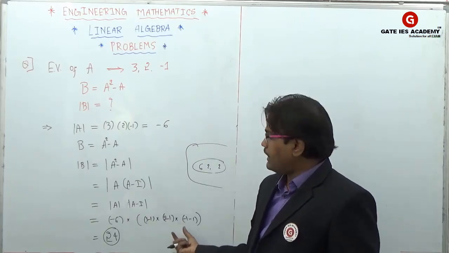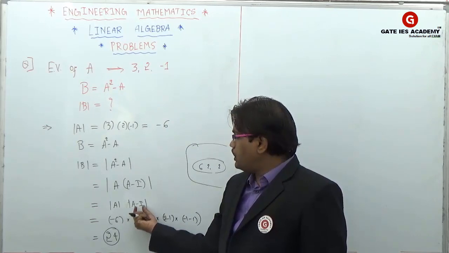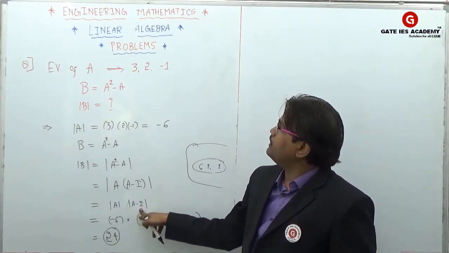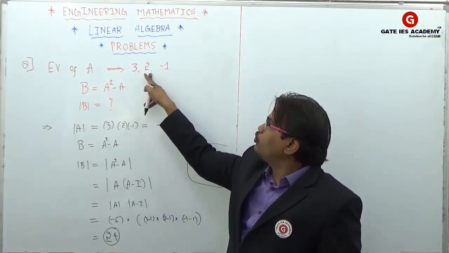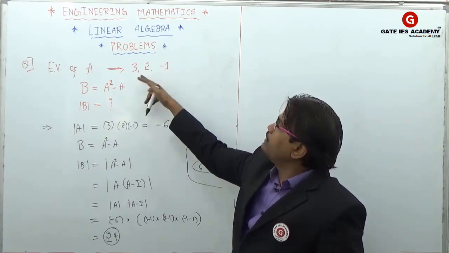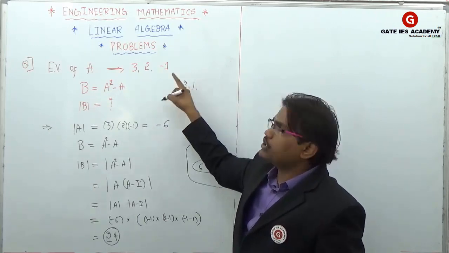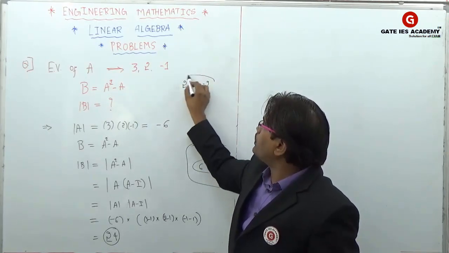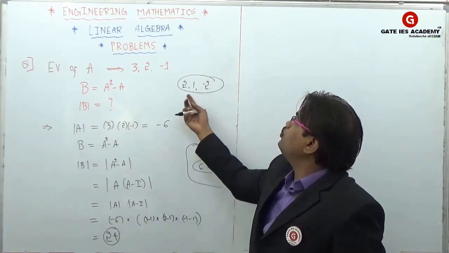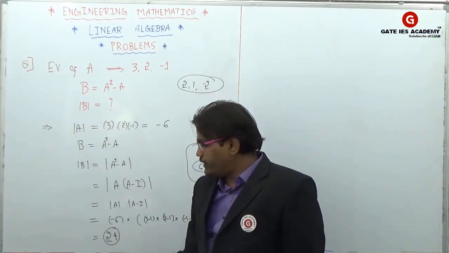Right? What is the determinant of A minus I? It is nothing but the product of eigenvalues of A minus I. What are the eigenvalues of A minus I? They are 3 minus 1, which is 2, 2 minus 1, which is 1, and minus 1 minus 1, which is minus 2. So the product of these three will be the determinant of A minus I, that is minus 4. Minus 4 into minus 6, 24.